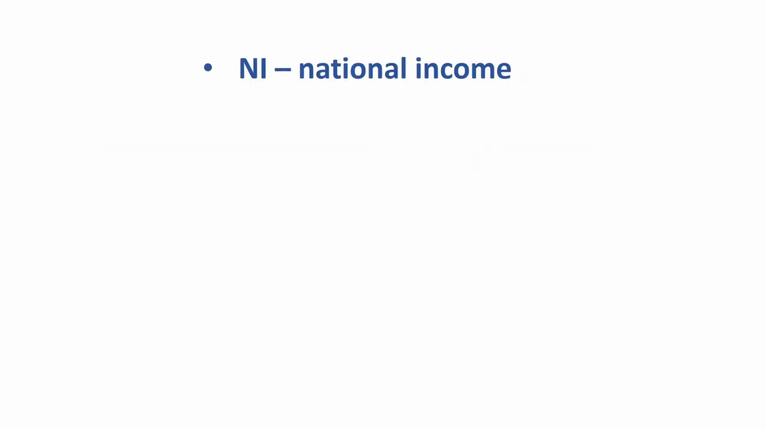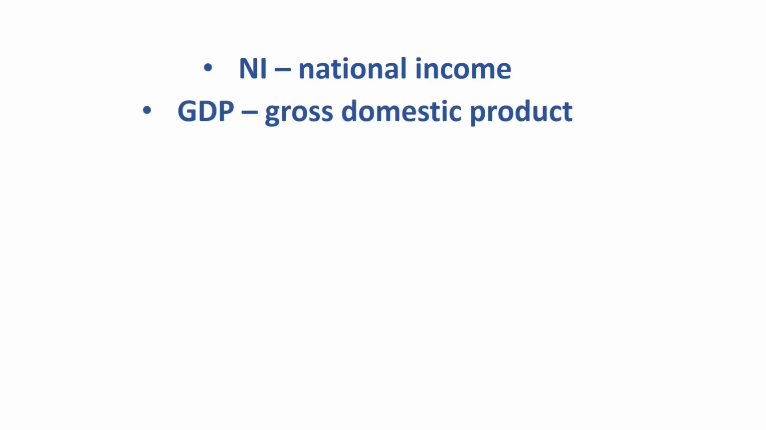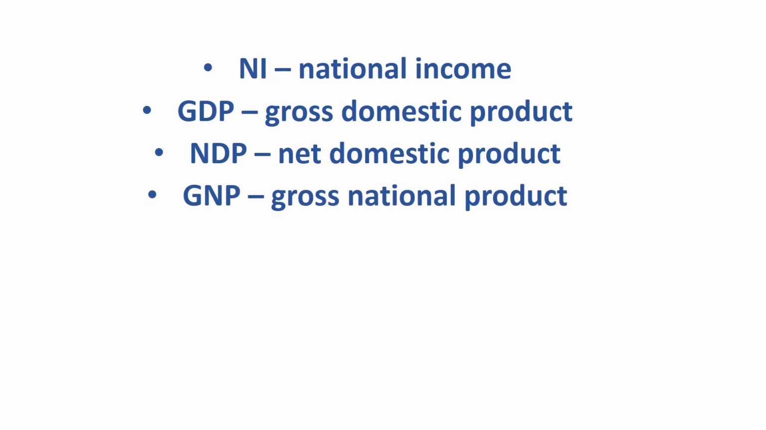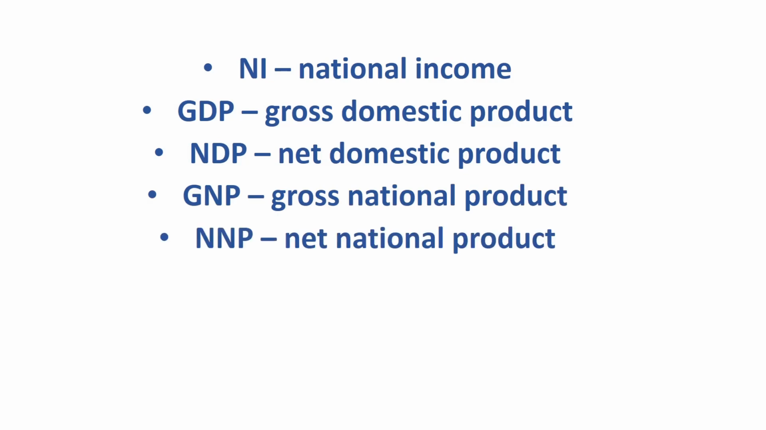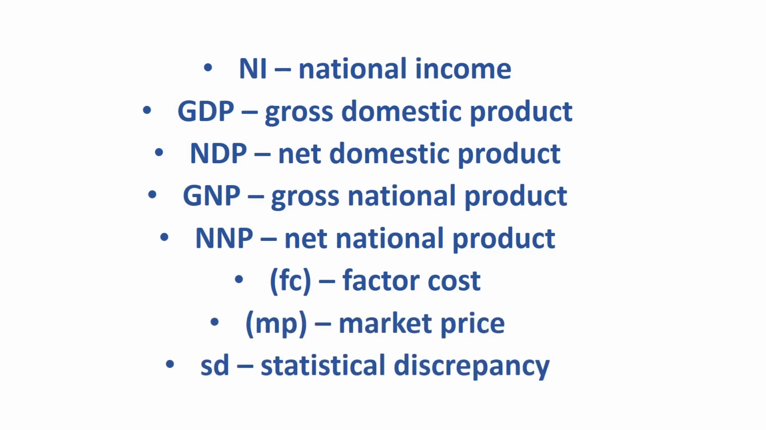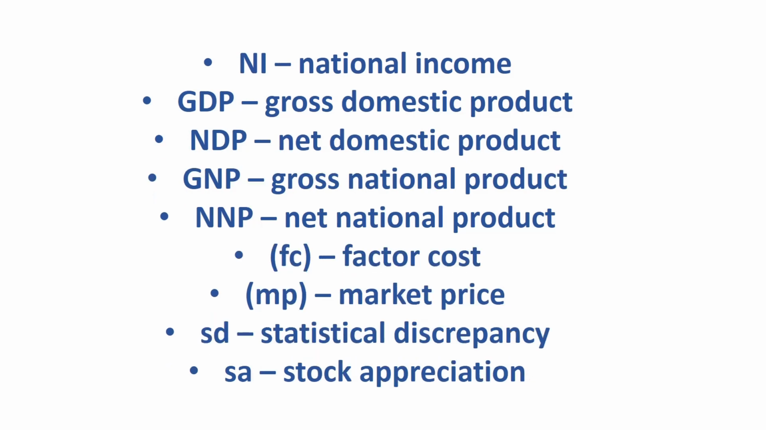Before we start, let's familiarize ourselves with the following abbreviations. NI will be used for national income, GDP for gross domestic product, NDP for net domestic product, GNP for gross national product, NNP for net national product, FC for factor cost, MP for market price, SD for statistical discrepancy, SA for stock appreciation.